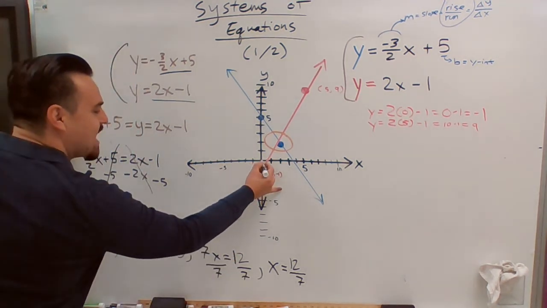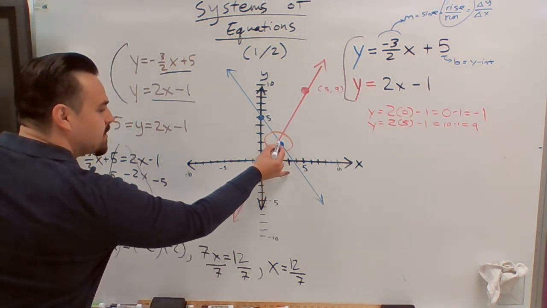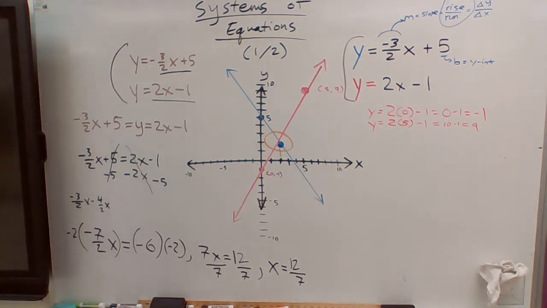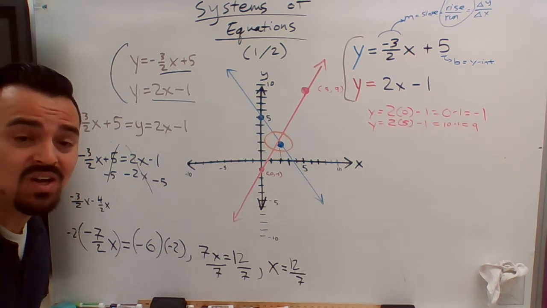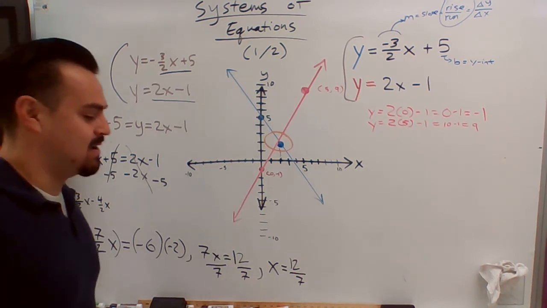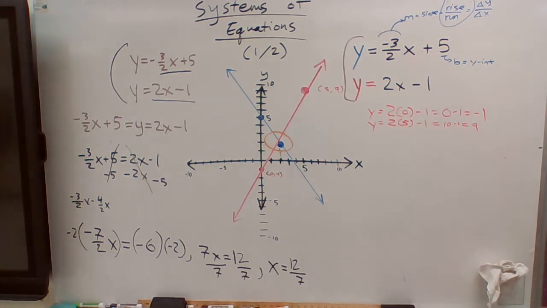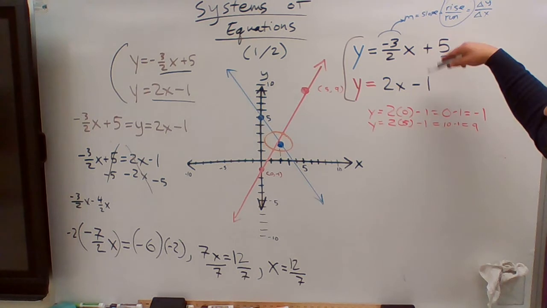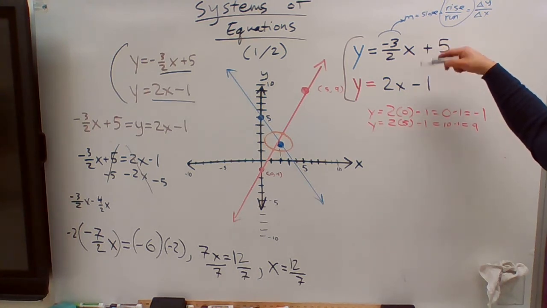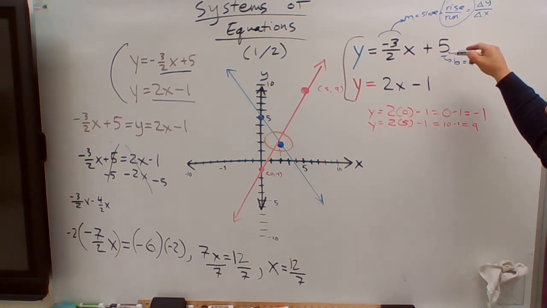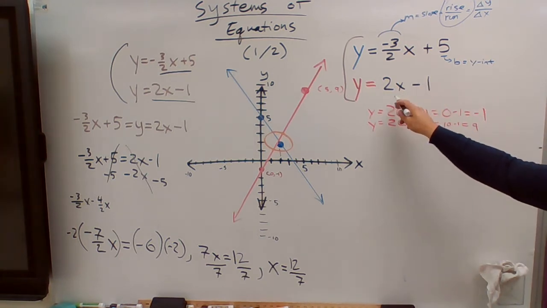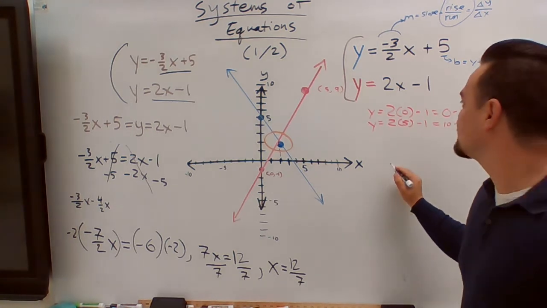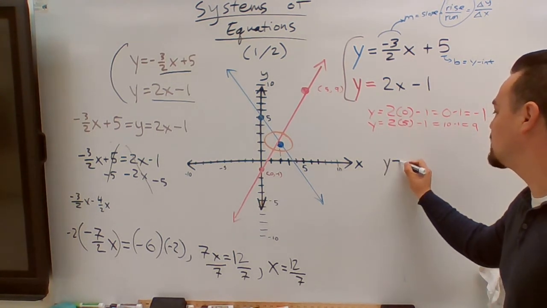We got exactly where this intersection point is on the x-axis. What about the y? What do we do to figure out the y? Well, we got what x is equal to, 12 sevenths. Let's plug it in. Let's plug it in for one of these. Which one of these do we want to plug it in for? Negative 3 halves x plus 5 or 2x minus 1? Well, this is one less fraction to work with. So I'm going to use this one. I'm going to be lazy. So let's do that. Y, what is y equal to?